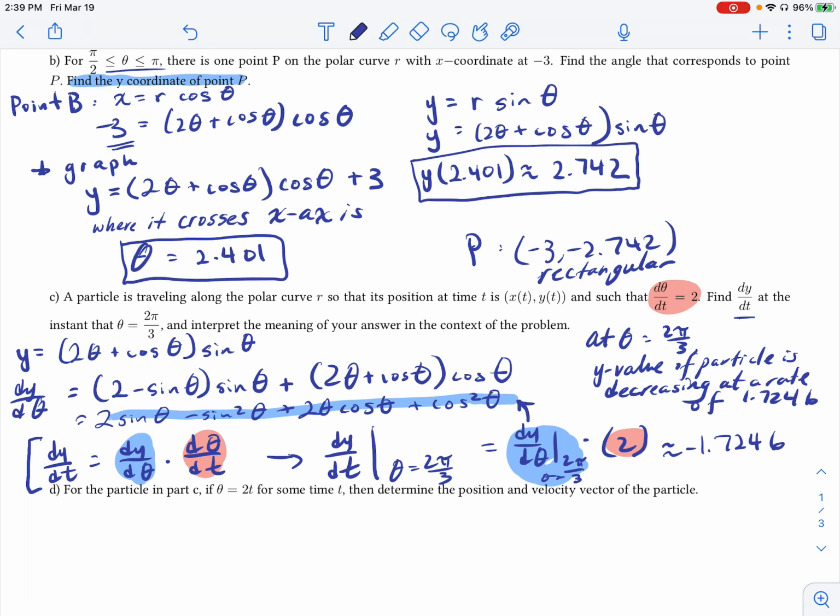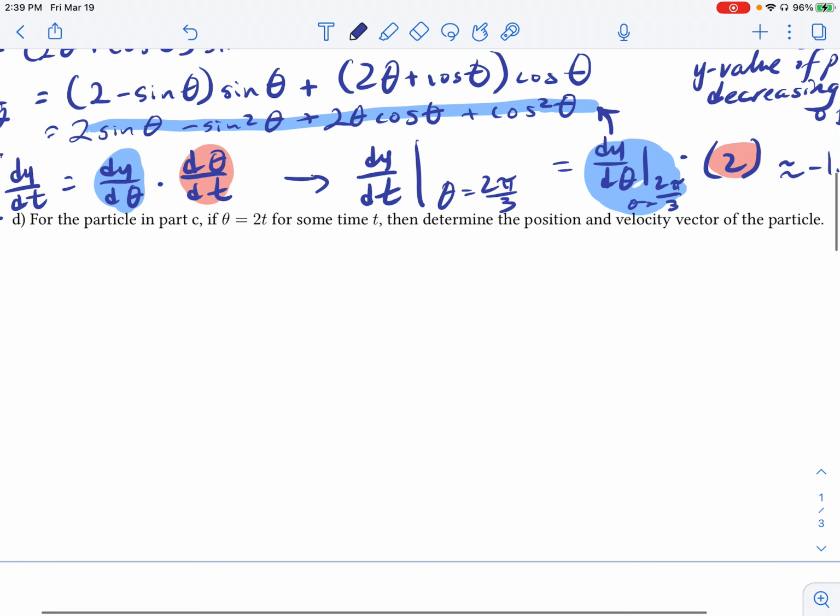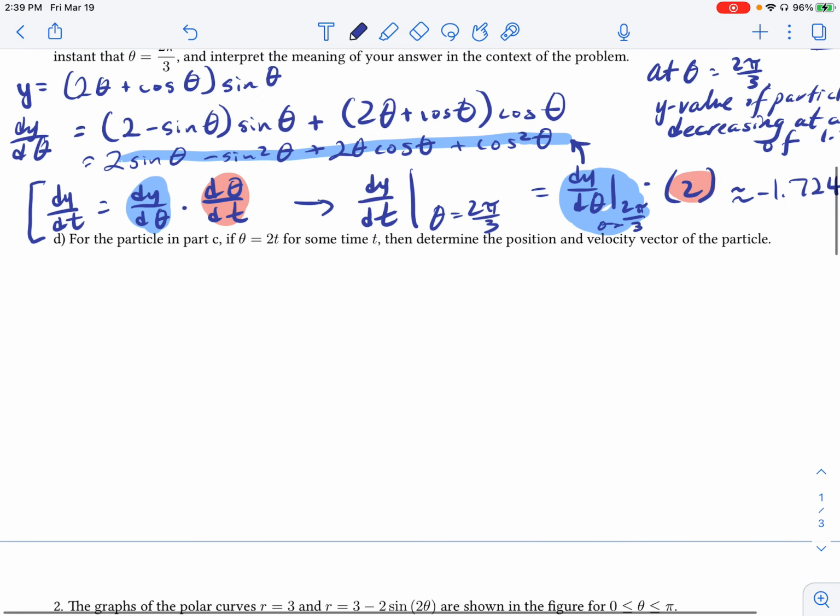All right, now the last part of this problem is, for the particle in part C that we just found, when theta is equal to 2t for some time t, let's find the position and velocity vectors. And this is going over what we did in our previous lesson. I'm just going to forewarn you, this is going to be a lot of chain rule action and a lot of differentiating algebraically.